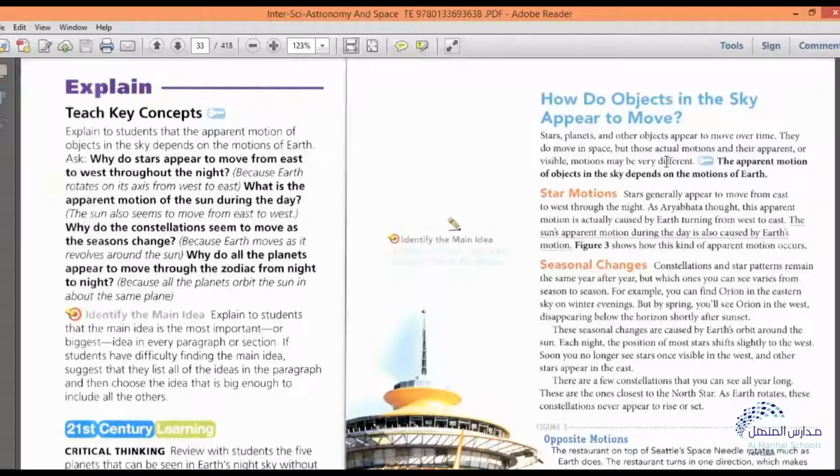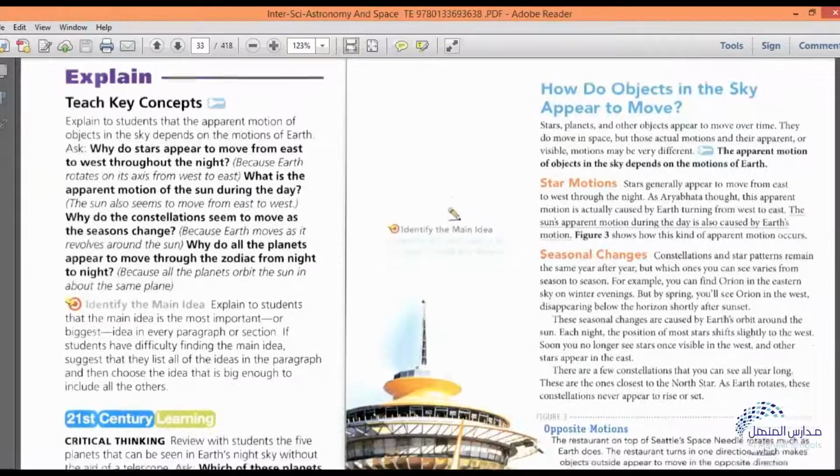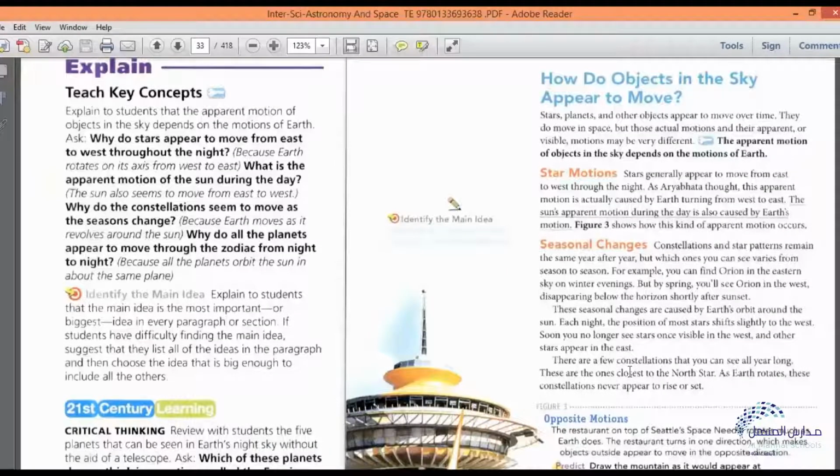Each night, the position of most stars shifts slightly to the west. Soon you are no longer able to see stars once visible in the west, and other stars appear in the east. So because of the orbit of Earth and the inclination of its axis, you can see some changes from season to season, but we are still saying that they are not in motion. This is called apparent motion because it happens because of Earth, whether rotating around itself or orbiting around the sun, and its axis inclination.